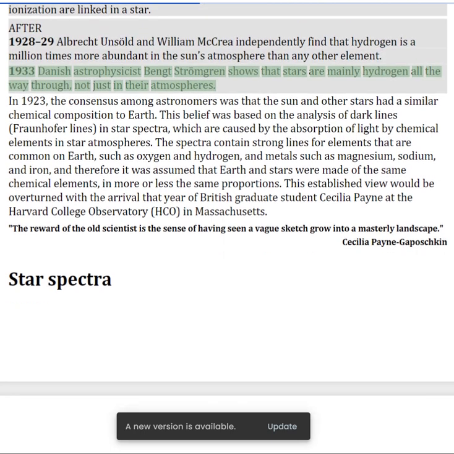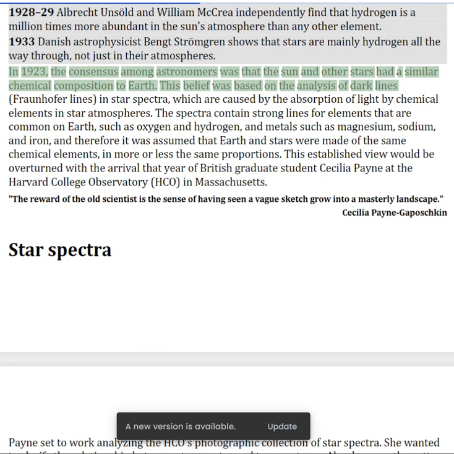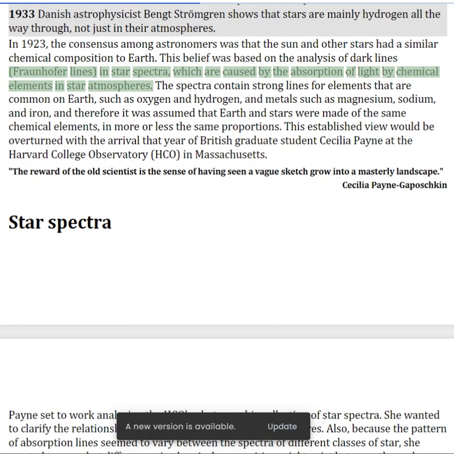1933: Danish astrophysicist Bengt Stromgren shows that stars are mainly hydrogen all the way through, not just in their atmospheres. In 1923, the consensus among astronomers was that the Sun and other stars had a similar chemical composition to Earth. This belief was based on the analysis of dark lines in star spectra, which are caused by the absorption of light by chemical elements in star atmospheres.